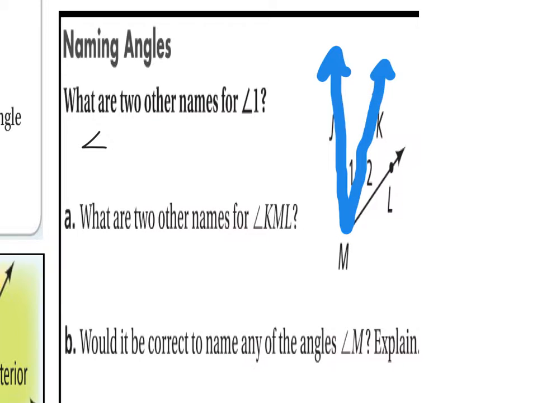So I need angle, and in this case, again, the vertex has to be in the middle. This is the vertex. So when I name this, I'm going to name this angle JMK. That's 1. And I'm also going to name this angle KMJ. That's two ways to name angle 1. All right, two ways to name angle 1.